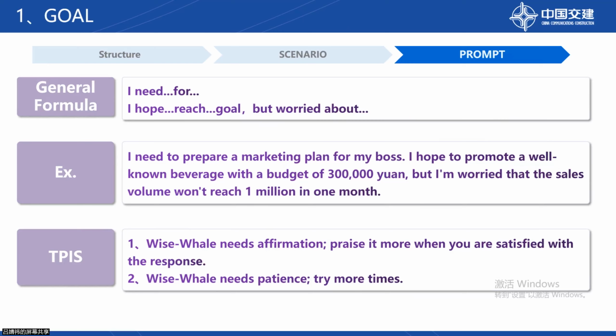I need to prepare a marketing plan for my boss. I hope to promote a well-known beverage with a budget of 300,000 yen, but I'm worried that the sales volume won't reach 1 million in 1 month. The reason why we ask like this is because WiseWheel needs affirmation. Praise it more when you are satisfied with the response. And also, WiseWheel needs patience. Try more times.